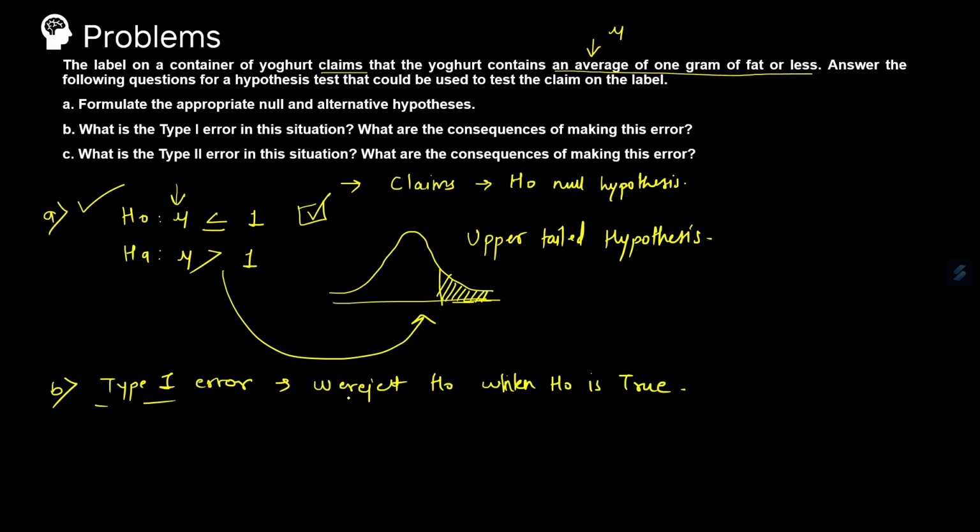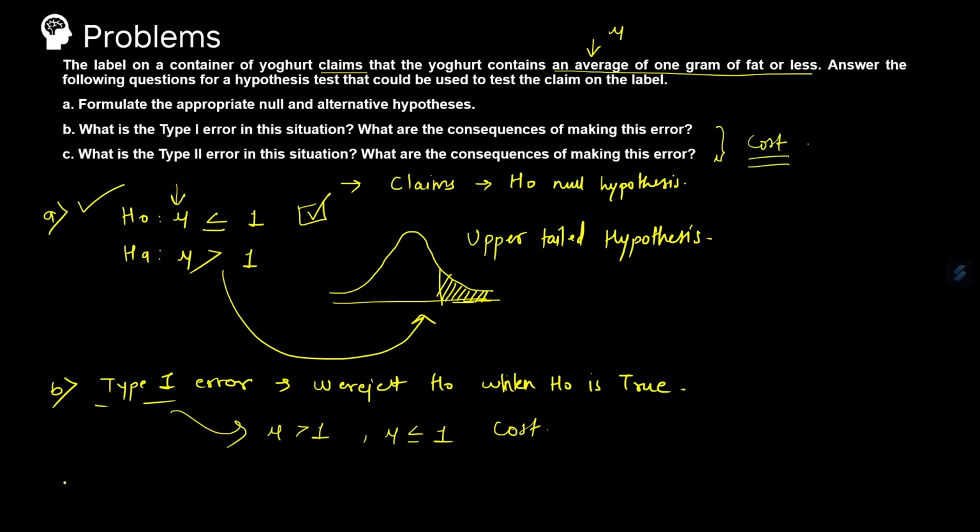So the consequence is that we're claiming mu is greater than 1, at the same time we are saying that mu is less than or equal to 1. This is our type 1 error. And this results in a cost. So both have the same consequences. It results in the cost.